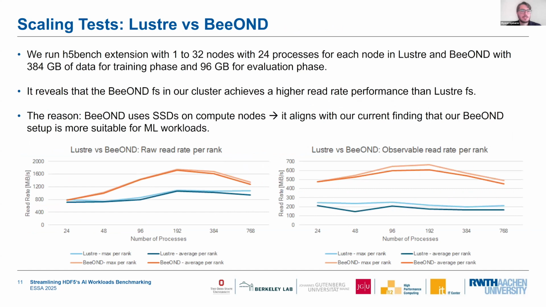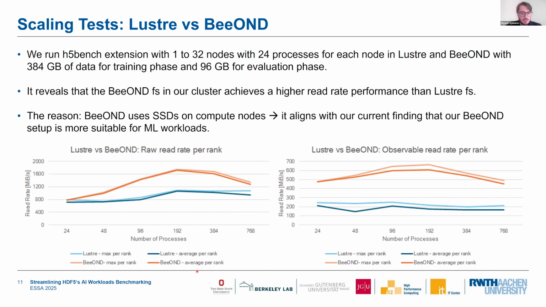Then we did some scaling tests because we are doing HPC. Here we compare Lustre and Beyond. We ran H5bench extension with 1 to 32 nodes with 24 processes for each node, in Lustre and Beyond, with 384 gigabytes of data for training phase and 96 gigabytes for evaluation phase.